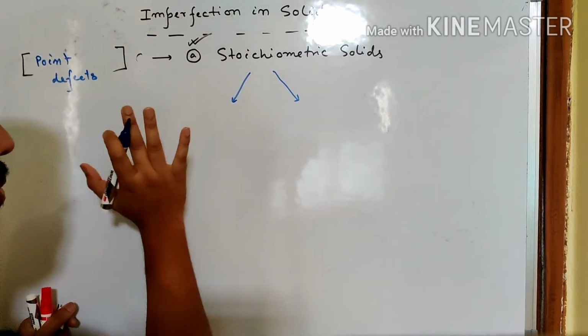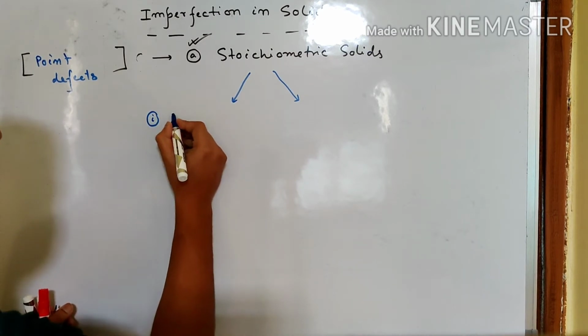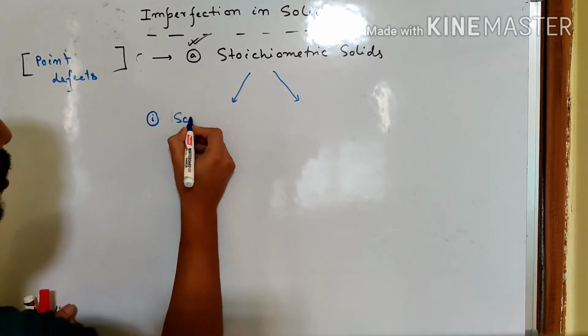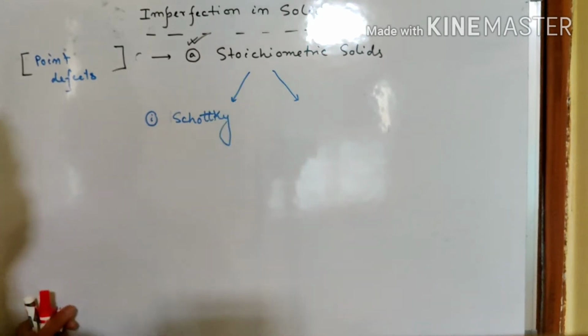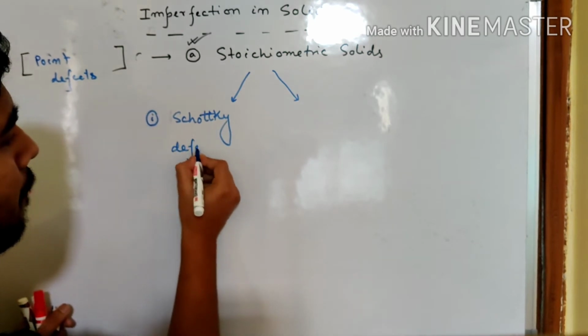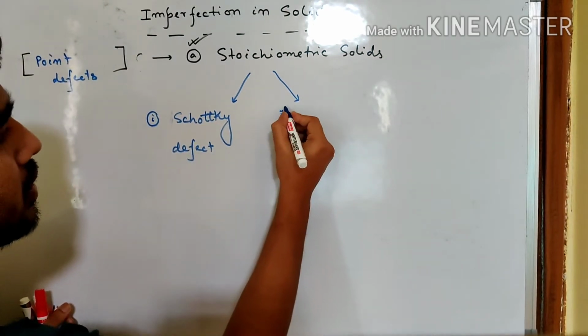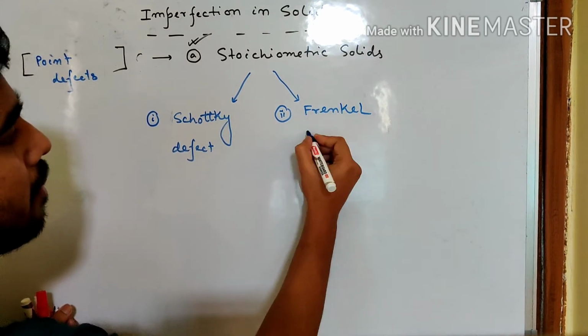Carefully you remember this, it is very very important regarding the exam. First one is Schottky, check the spelling, Schottky defect, and another is Frenkel defect.